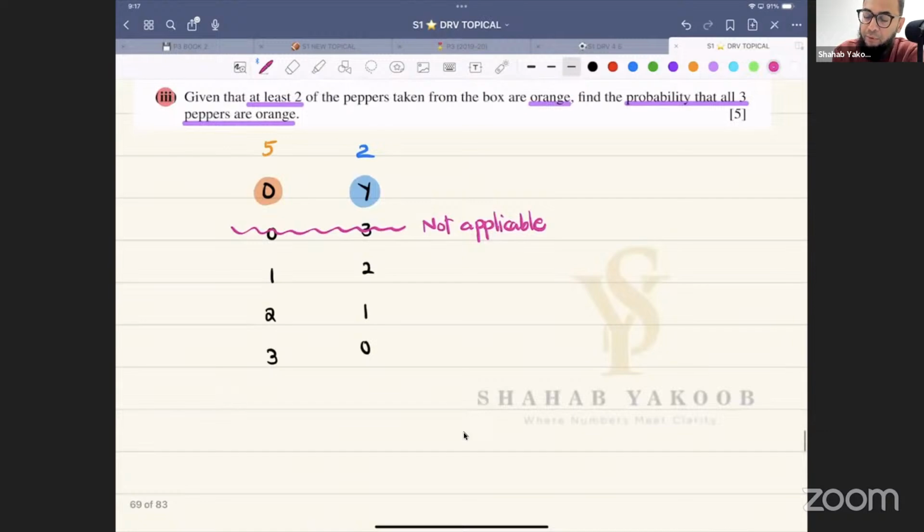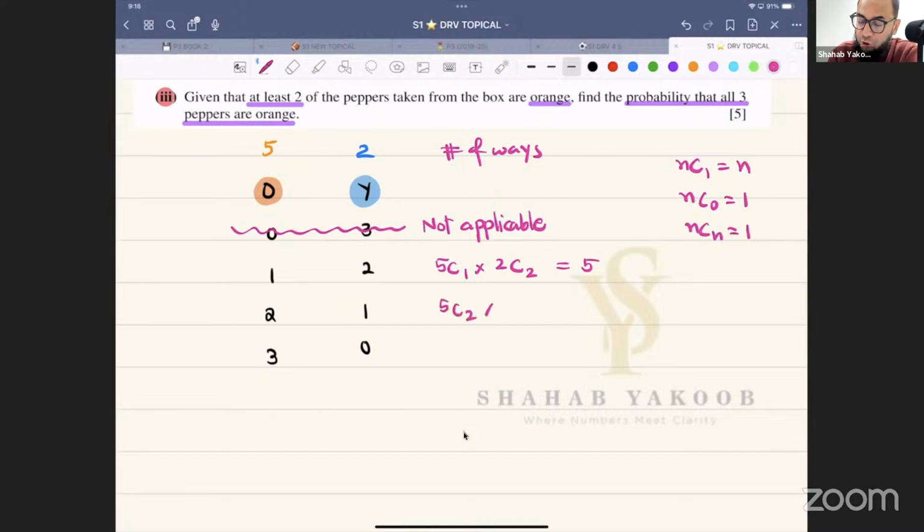Now let me write down the number of ways. This is 5C1 into 2C2, which comes out to be 5. You should be very, very quick with this. NC1 is N, NC0 is 1, NCN is 1. These come in very handy. This is 5C2 into 2C1, that is 10 into 2, which is 20. This is 5C3 into 2C0, which comes out to be 10. The total comes out to be 35.